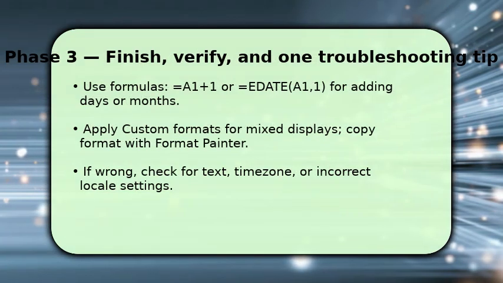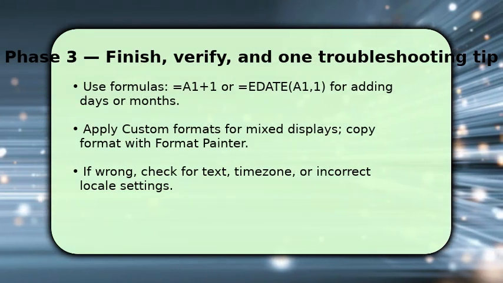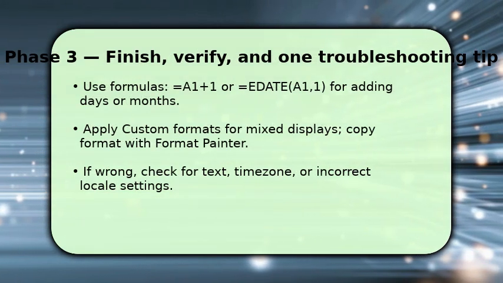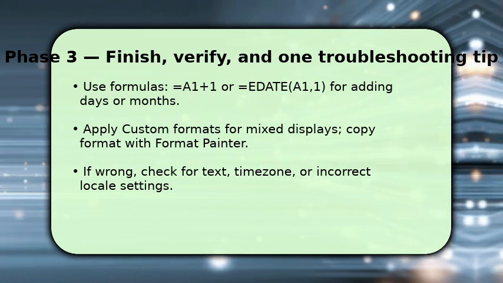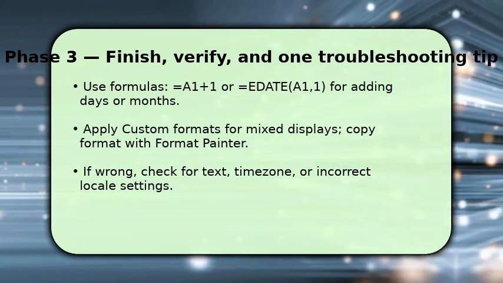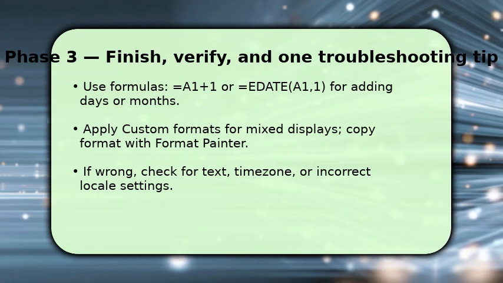Finish by applying any batch adjustments. Add days with =A1+1 or months with =EDATE(A1,1), then fill down. Once done, use Format Painter to copy the date format across sheets so everything looks consistent.